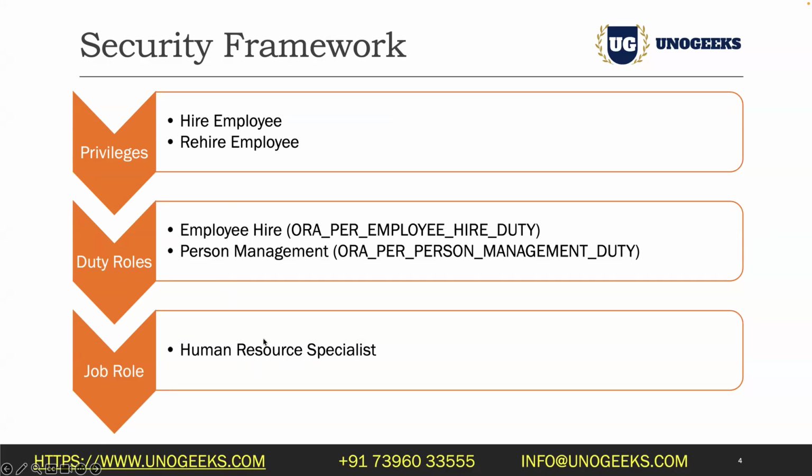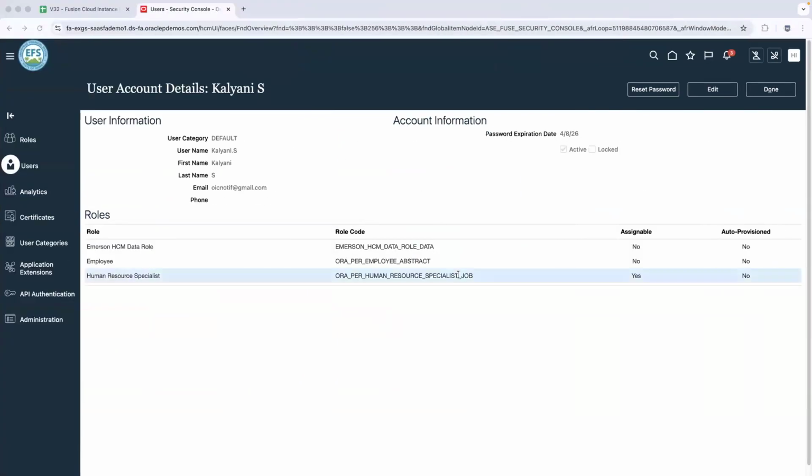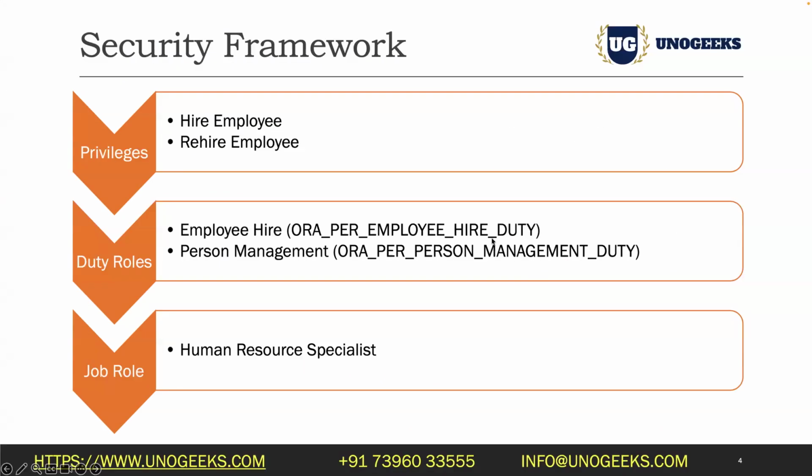So to a job role in Fusion Cloud, a lot of duty roles are assigned. Whatever duties a job involves, all those duty roles would have been created by Oracle. And how can you identify duty roles? In the role code, at the end, you have underscore duty. Here you have underscore job, right? Similarly, in the case of a duty role, you have underscore duty at the end.